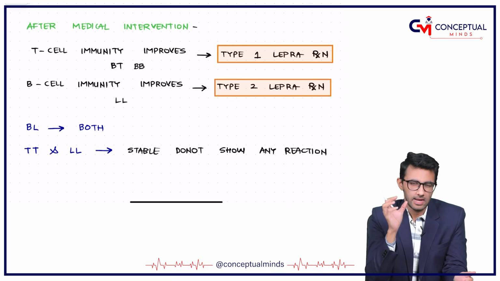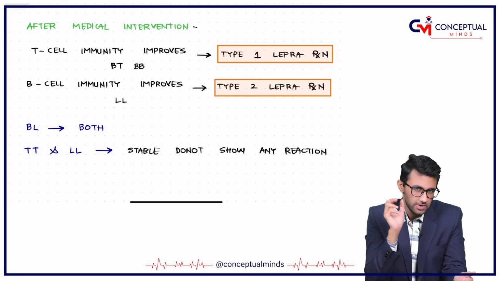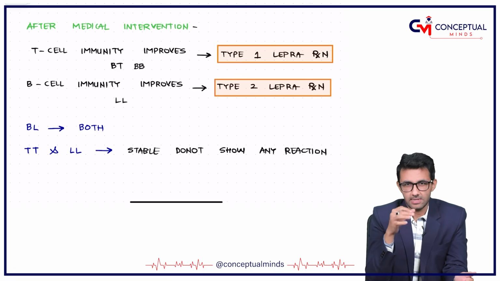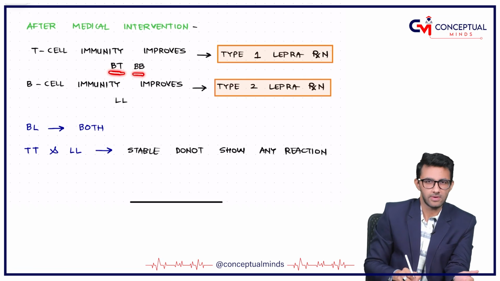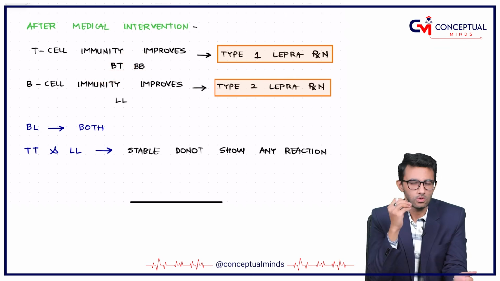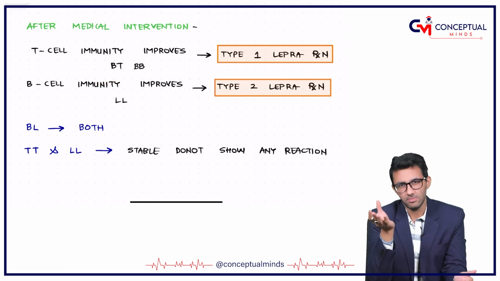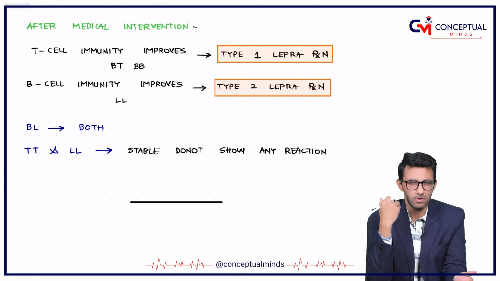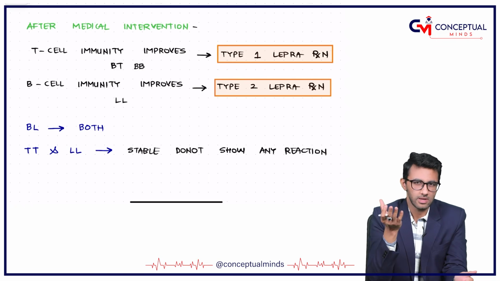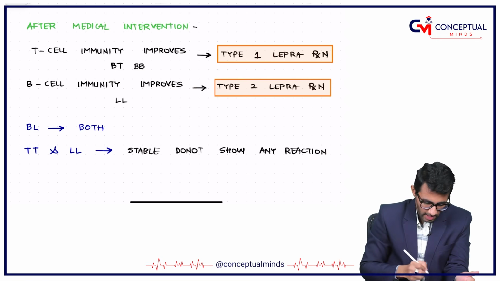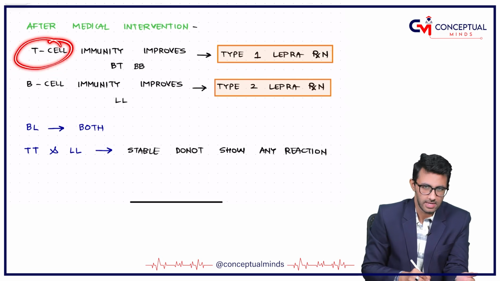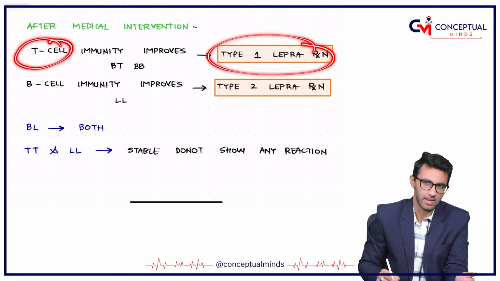So now we see about what happens after the medical intervention. We'll understand about Leprae reaction type 1 and type 2. What is it? For example, a patient who has BT or BB comes up to you and we give treatment to them. What's going to happen? The immunity of the body will increase. If the immunity increases, the body has a good stand to fight the offending agent, that is Mycobacterium leprae. So if the T cells are involved in it, it will be type 1 Leprae reaction.